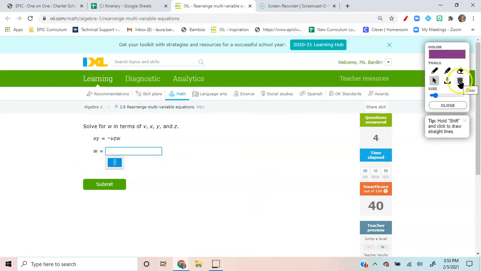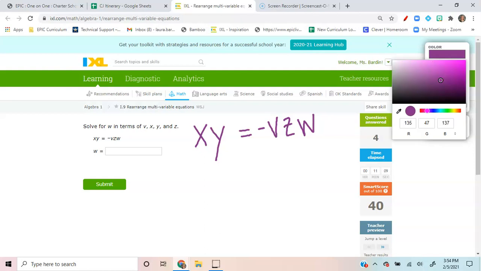So let's go ahead and write this one out. So we have xy equals negative vzw. So this says x times y equals negative v times z times w. I like to go ahead and write these out, so I know what opposite operation I'm going to be using. So let's go ahead and begin.